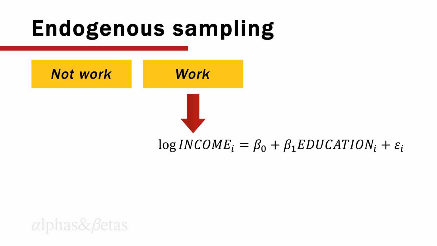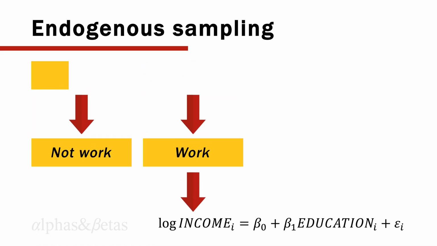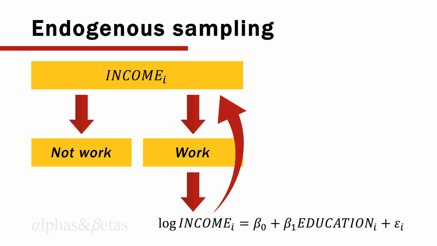This sampling is based on whether you decide to work, but your decision to work depends on the income you're offered. The higher the offer, the more likely you are to accept it and be included in the sample. This creates a problem because the sampling is based on an endogenous variable.